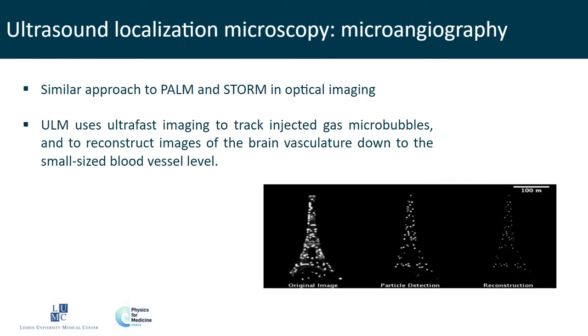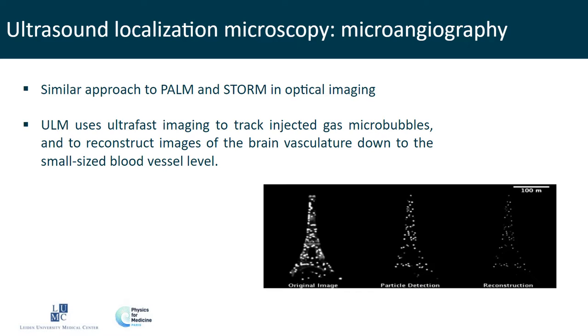So what is ultrasound localization microscopy? To look at the microangiography. It's a similar approach to photoactivatable localization microscopy, PALM, and stochastic optical reconstruction microscopy, STORM, which are optical imaging methods. These methods rely on the activation and localization of individual photo-switchable fluorophores to provide sub-diffraction resolution, improving spatial resolution by an order of magnitude.